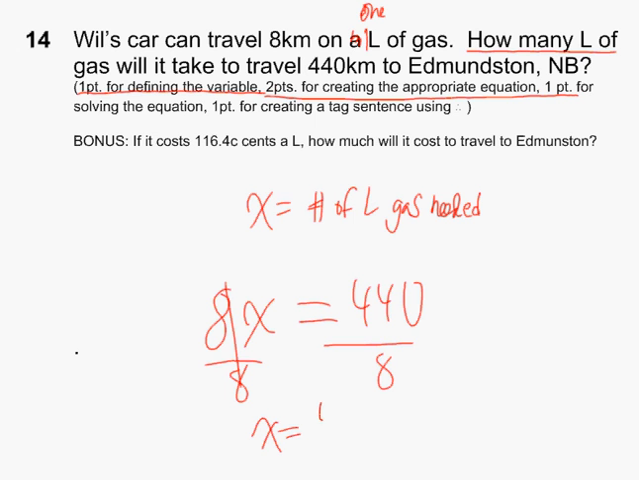X will equal 55. And therefore, this is your tag sentence that says use your therefore symbol. Therefore, Will needs 55 liters of gas.